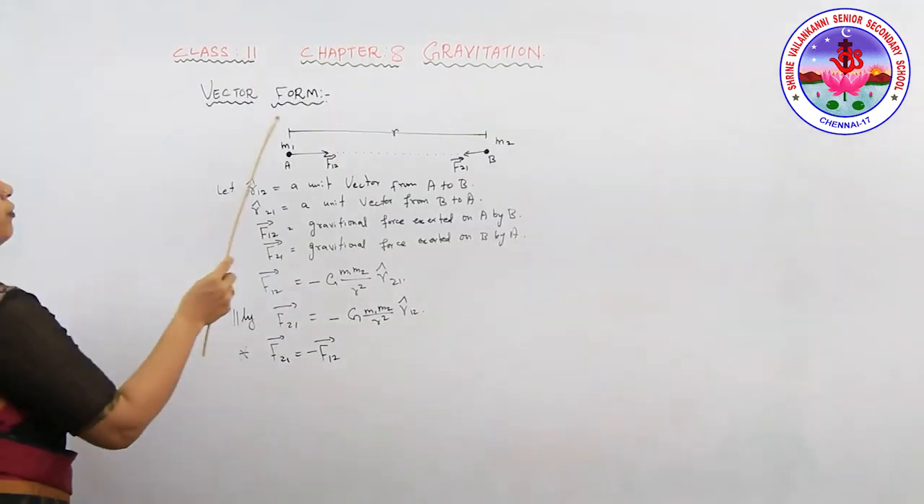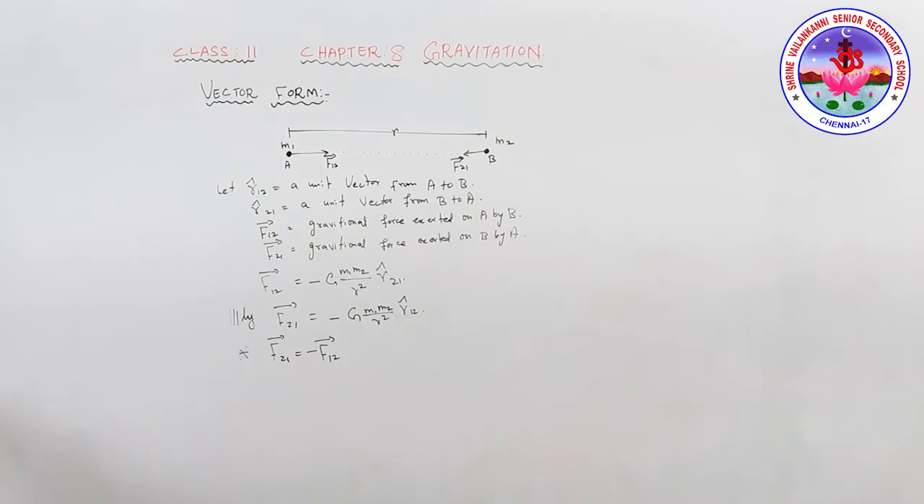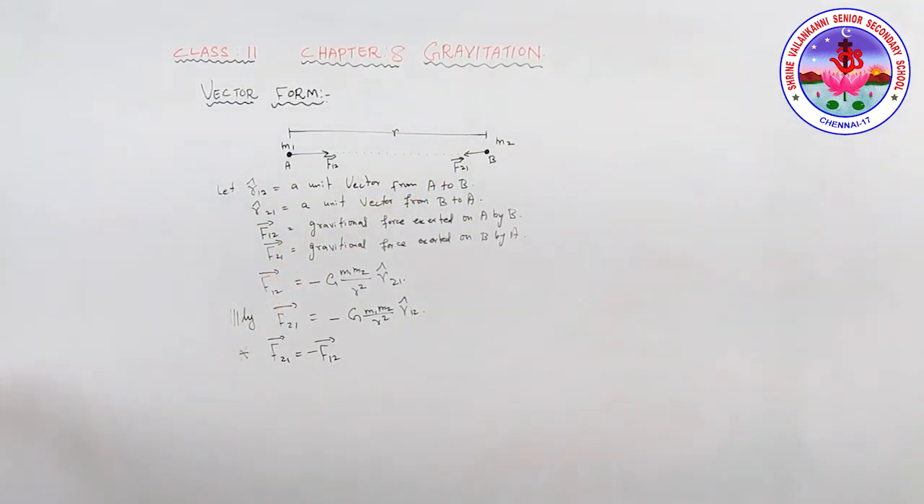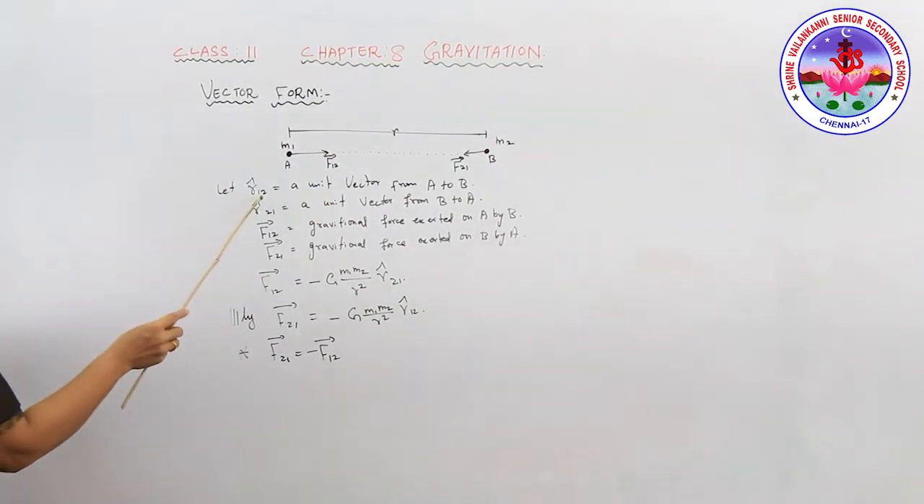Now the vector form of Newton's law. See, these are the two masses m1 and m2, which we have taken as A and B. They are separated by a distance r. Okay. Now we can take r12 cap.